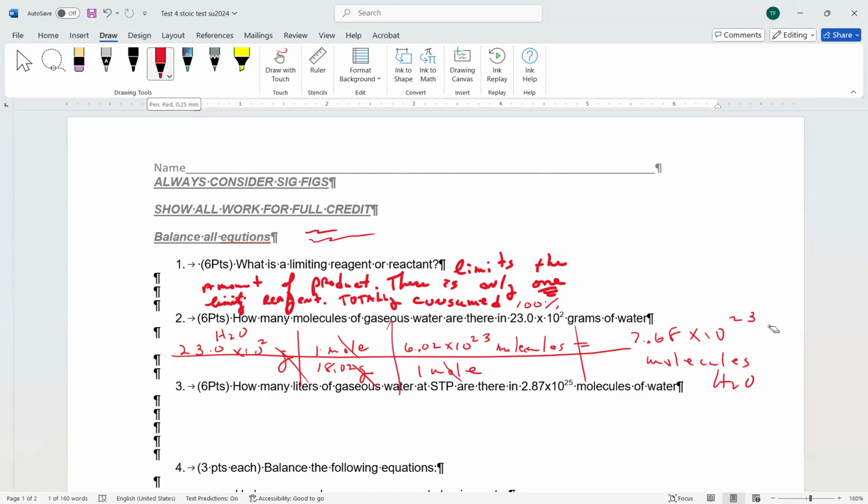So I said gaseous water. Okay, notice the 22.4 didn't come into play because I didn't mention liters. I said grams. So the 22.4, even though it's a gas, doesn't come into play. So we convert to moles because we start with grams. You can always get to moles if we start with grams. Then from there, we went and converted the moles into number of particles.